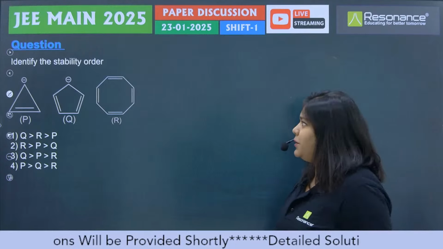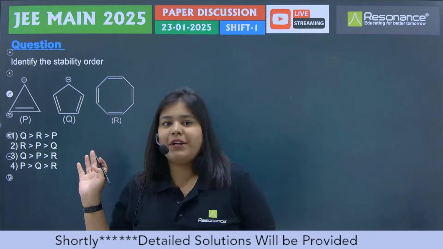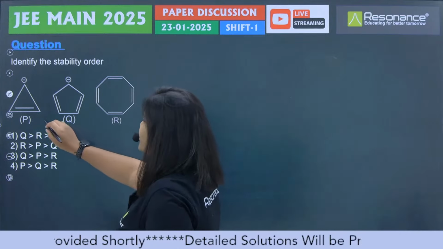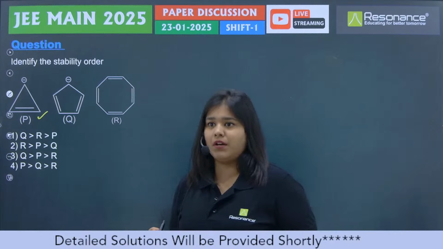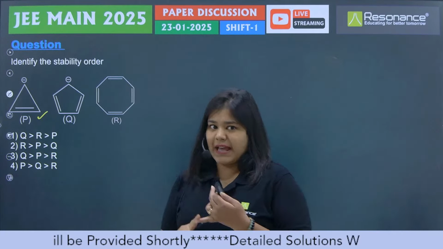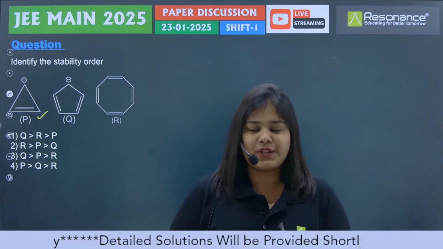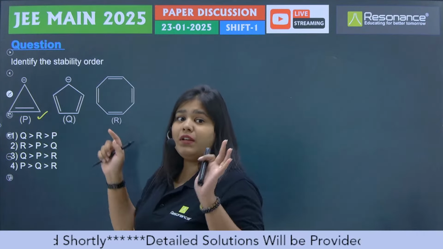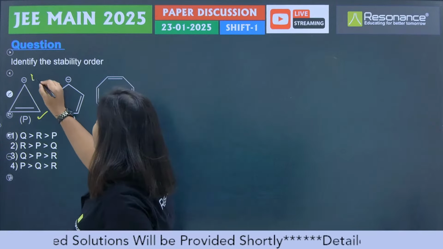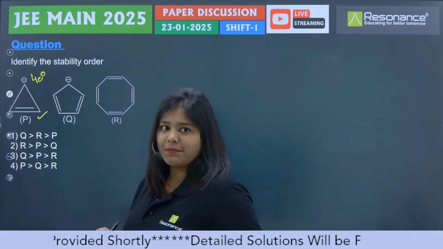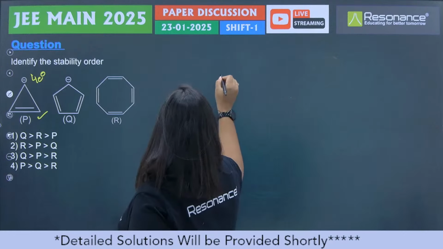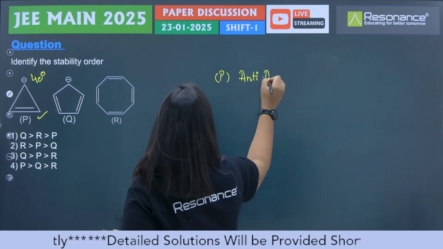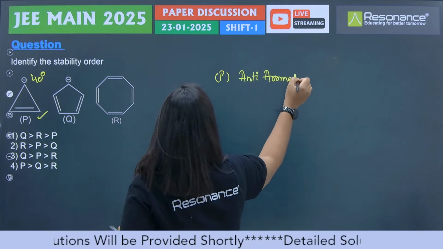Going to the next question. Identify the stability order, aromaticity. A simple, straight question came. Let's find out the first one. If you see the first compound, it is cyclic, planar, having resonance, but having the even electron pair, that means 4 electrons. So P is anti-aromatic, right?